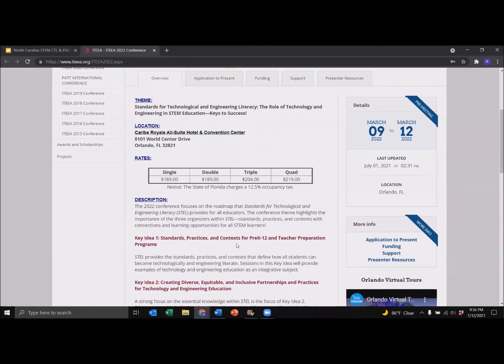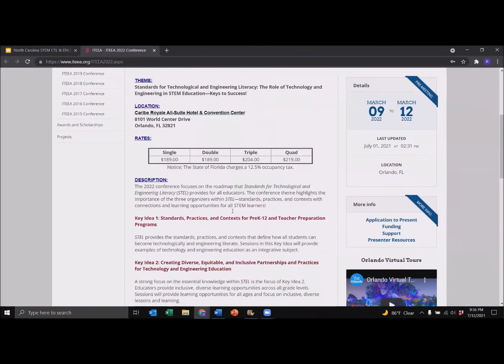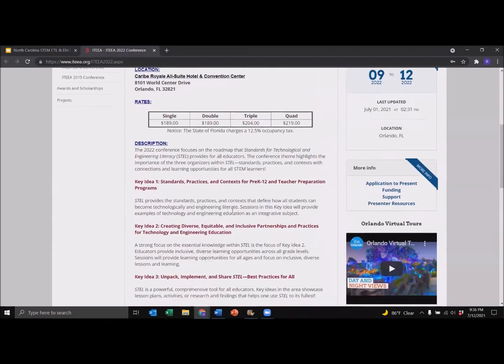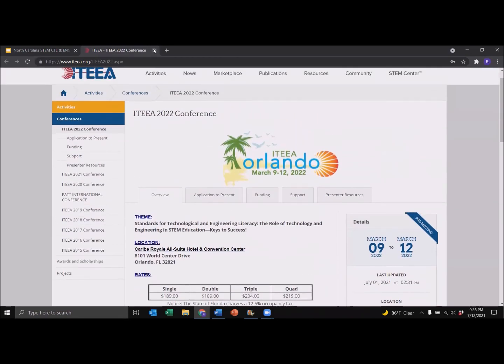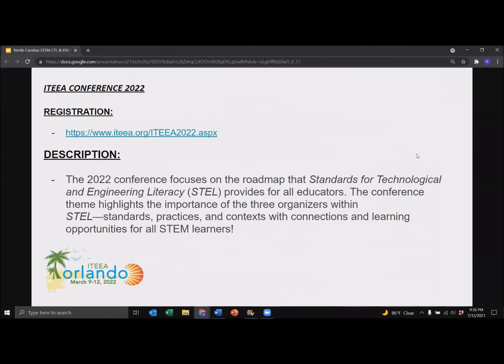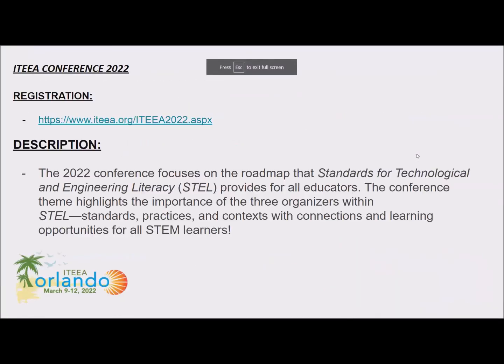Single, double, triple, and quad rates are included directly on here, as well as our key ideas to help drive the conference overall. Although the application to present has passed, you can still put in to go through and present for the conference. Just send an email to itea@iteea.org if you'd like to present, even though the deadline has passed. Again, itea@iteea.org if you're interested in presenting at ITEA's conference in 2022.